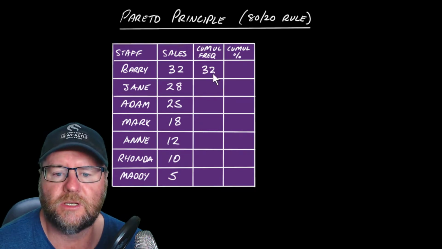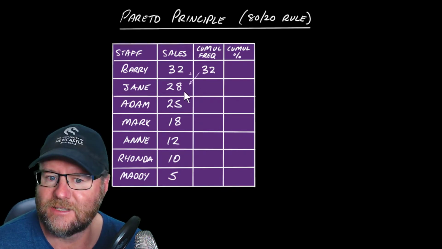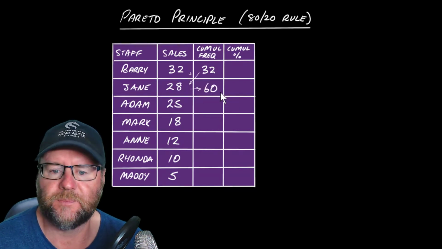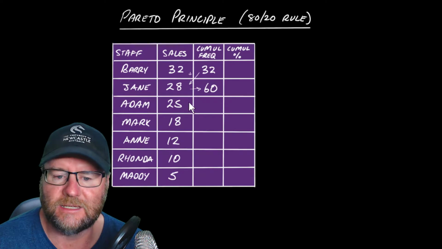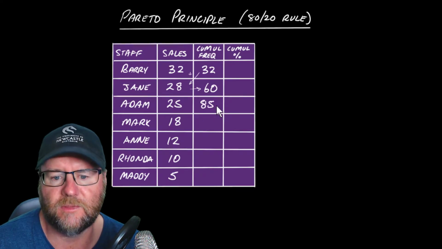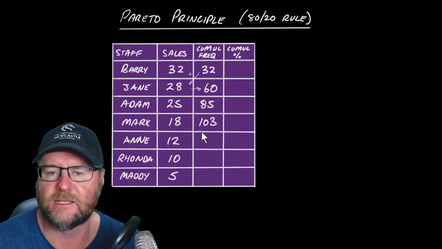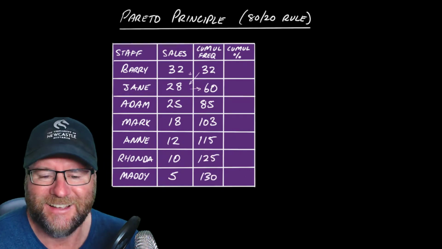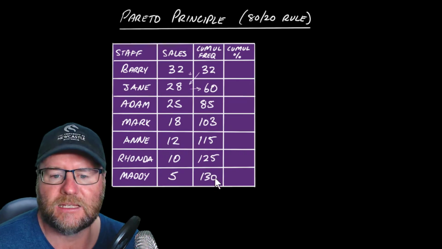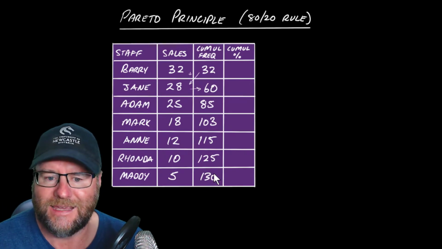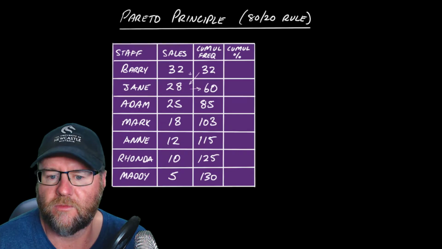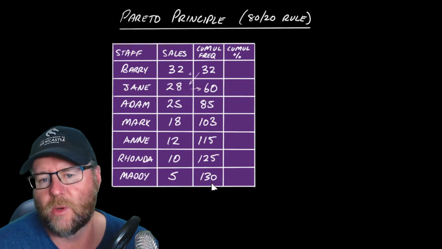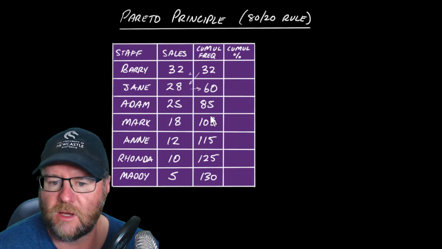So I'm going to take the 32. I'm going to now add it to the next frequency. And when I add them together, I get 60 is my cumulative frequency. 60 plus 25 will give me 85, plus 18, etc., until I go all the way through. Now, hopefully you remember that the number in the last box on a cumulative frequency is actually the total number of scores. So if I added up all those sales, it should come to 130. So there were 130 sales in the month.